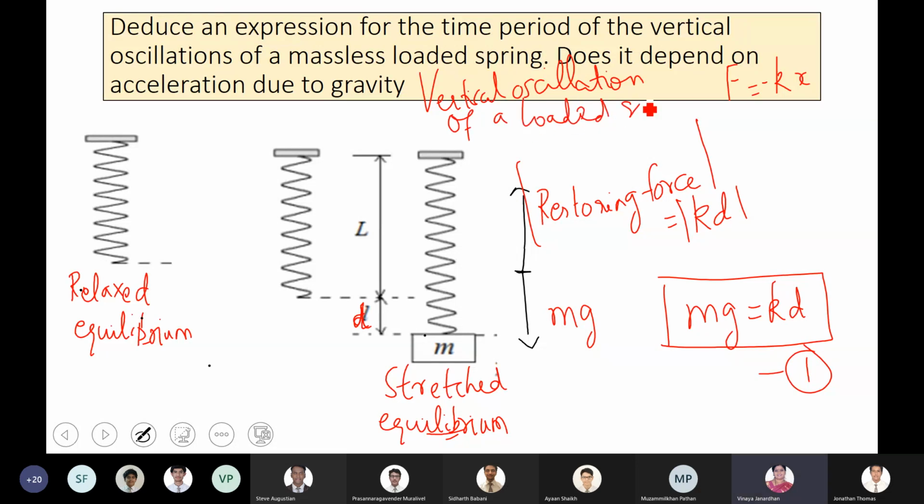Now still the spring is at rest. It's still not oscillating. Now let us make the spring oscillate and find what is the net force acting on it.